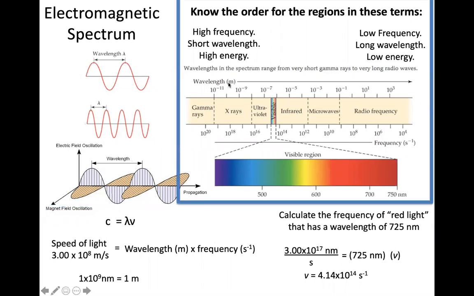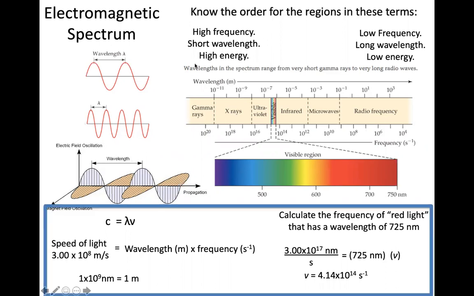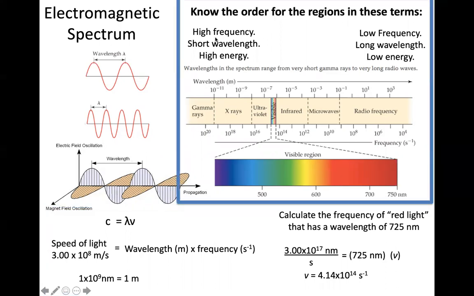When we have the different regions of the electromagnetic spectrum, you do not need to memorize specific values within this, but you do need to know how to place them in order as we go from gamma rays all the way down to the radio frequency. You need to place them in order in terms of these different terms. The left-hand side corresponds to a high frequency, a short wavelength, and a high energy. Gamma rays are way over the edge of being the highest frequency, the shortest wavelength, and the highest energy.